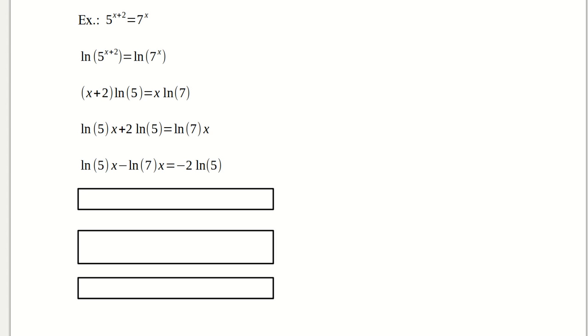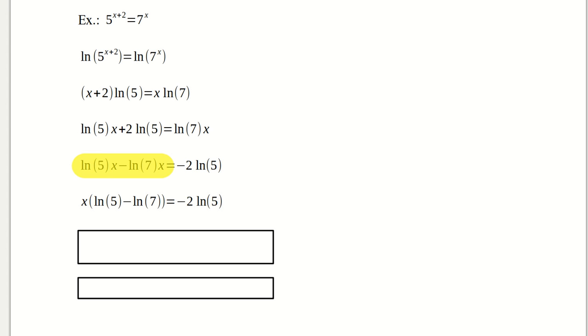So it looks like we subtracted the natural log of 7x from both sides so that the x's are on the left, and we subtracted 2 natural log of 5s from both sides so that the constant terms are on the right. Now, on the left side, both of those terms have an x in it. So no great surprise, in the next step, we're going to factor those x's out. So here is the x that we factored out of both of those.